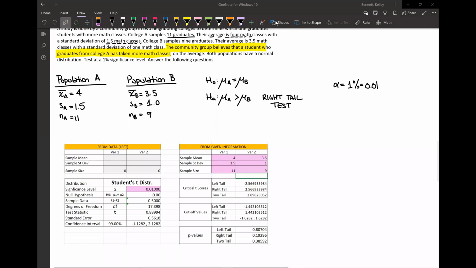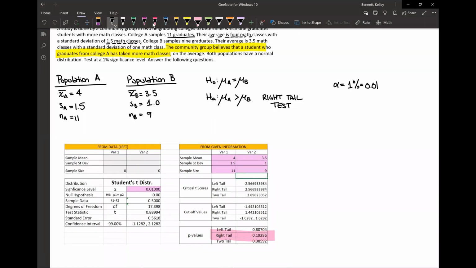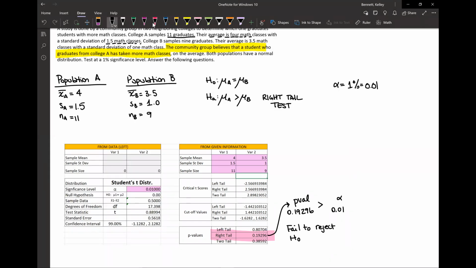We know we're looking at a right-tailed test, so our right-tailed p-value is here. What that means for us is we're just going to compare it against alpha. We can already see that our right-tail p-value is a bit high, just under 20%, so it's not looking good. Alpha is 1%, our p-value is 19.30%. Obviously our p-value is bigger, hence we are going to fail to reject the null hypothesis, meaning that we don't have enough evidence to support the claim that College A has taken more math classes. Right now, we can't really say that the variables have a statistically significant difference.